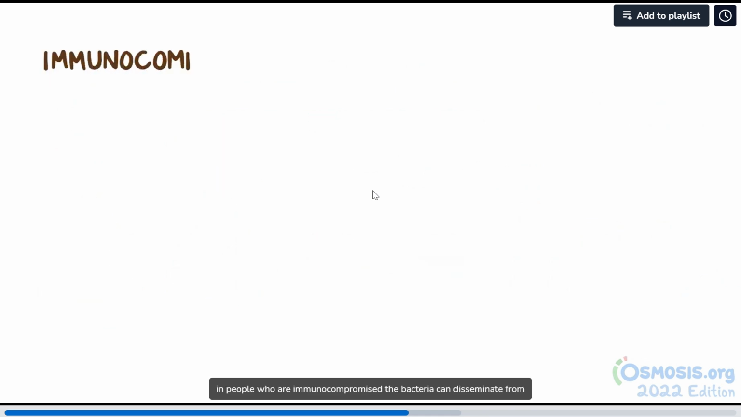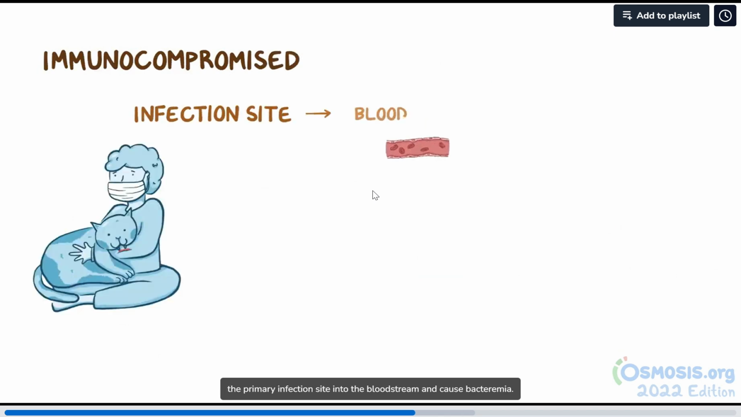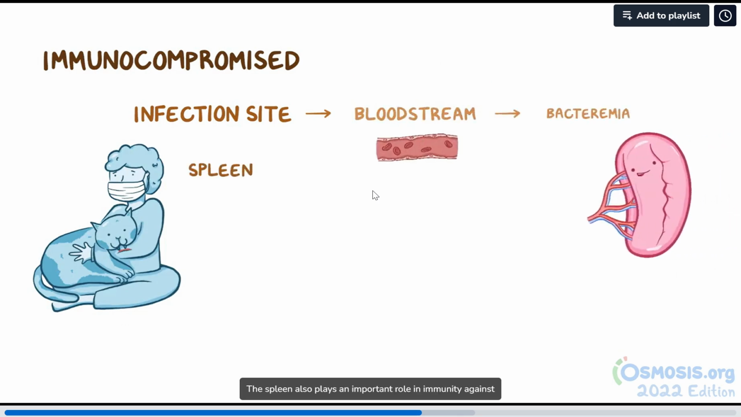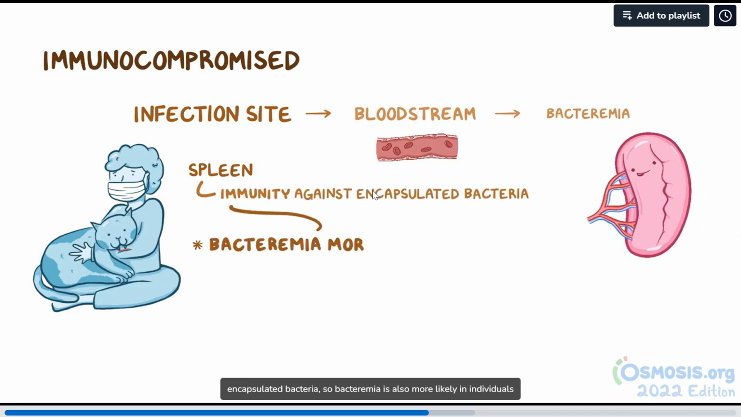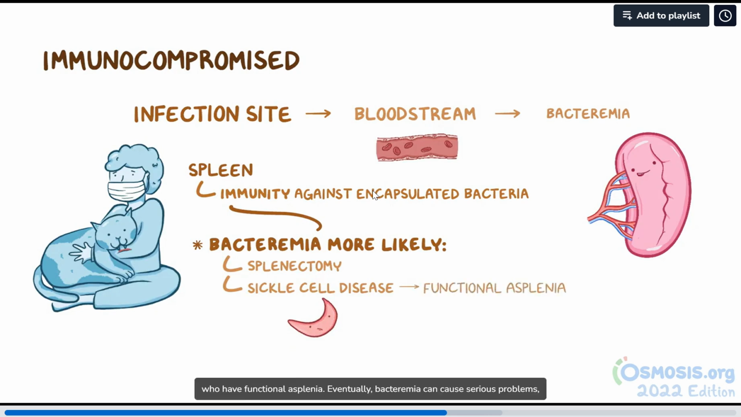Finally, in people who are immunocompromised, the bacteria can disseminate from the primary infection site into the bloodstream and cause bacteremia. The spleen also plays an important role in immunity against encapsulated bacteria, so bacteremia is also more likely in individuals with spleen issues, like those who have undergone a splenectomy, which is when the spleen is removed, or in those with sickle cell disease, who have functional asplenia.